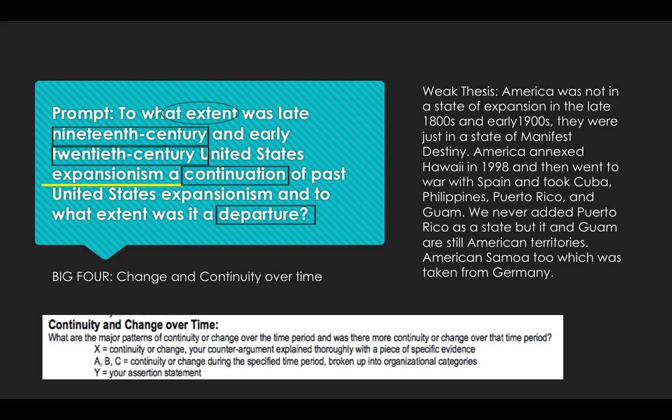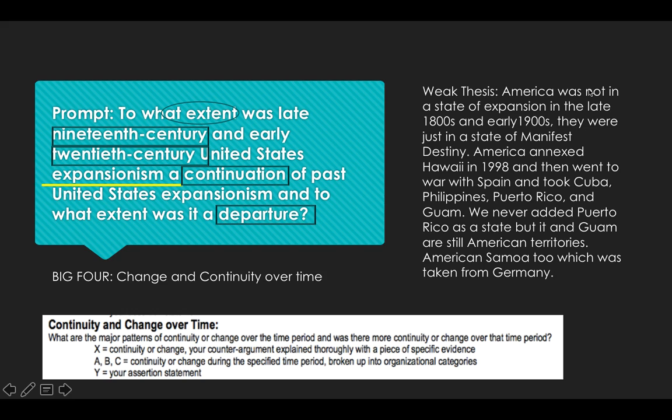I'm going to bring this up. I wanted to give you another example of a weak thesis statement. So if you're looking at the prompt, to what extent was the late 19th and early 20th century U.S. expansion a continuation of past U.S. expansion, and to what extent was it a departure? So your task is to what extent. Your time period is 19th and 20th century, and your topic is expansion. And then you're taking a look at that big four piece, just like we did a minute ago.